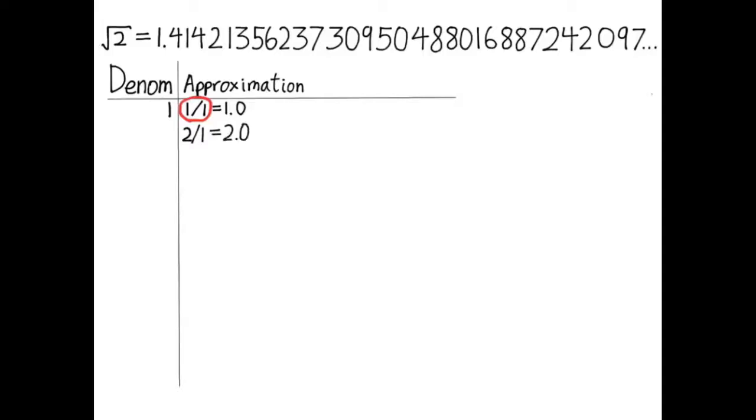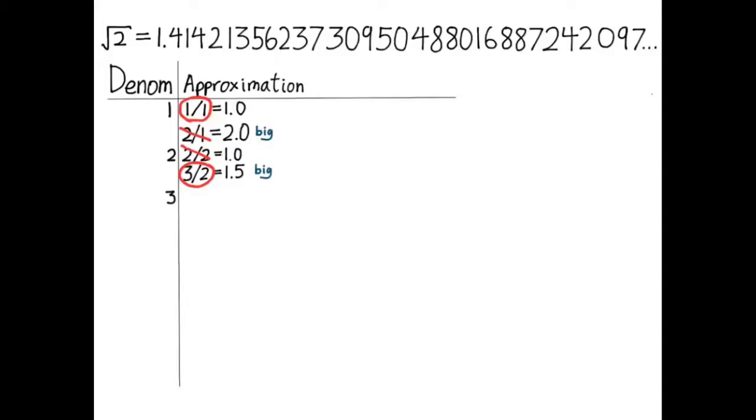Next is 2 over 1. The calculator tells us it's 2.0. Not as close, so cross it off. It's also too big, which means we need to adjust the denominator. Next we have 2 over 2, which is 1.0, not better than our best approximation so far. And then we have 3 over 2, or 1.5, which is our new best approximation, but it's also too big, so we adjust the denominator again.